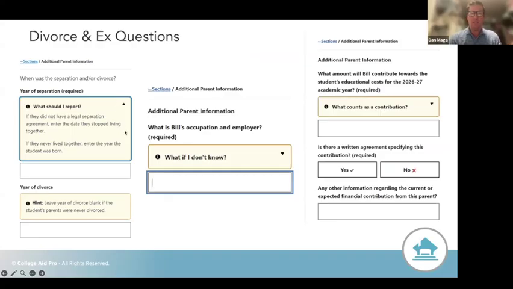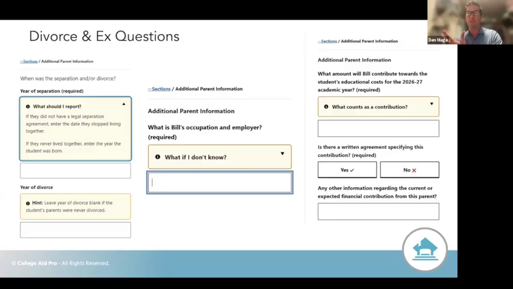And then it's going to ask you, again, this is for parents who are divorced. Also weird that if you were divorced or separated in 2024, it won't even let you answer that in the field for some reason. Apparently people aren't allowed to be divorced in 2024, according to the CSS profile. So just put 2023. I don't know why it doesn't work, but it doesn't. So if you try and put 24 and it's kicking you out, it's like that for everybody. And then it's going to ask you some information about your ex as well.